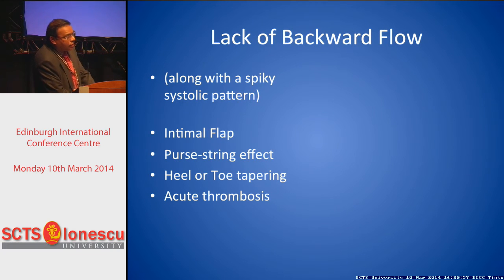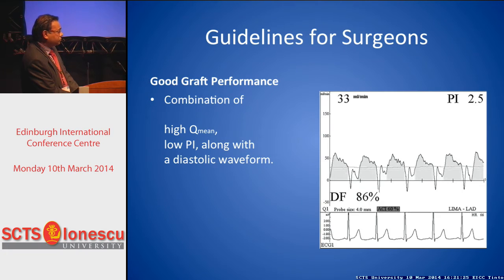Now I will take you through a few scenarios of tracings that are obtained with TTFM and what they mean in practice. In grafts that have no backward flow, if it is associated with a spiky systolic pattern, it indicates problems with the anastomosis, either an intimal flap or a purse string effect, heel or toe tapering, or even acute thrombosis. And that would be an indication for redoing the graft. And these are some guidelines over here in the next few slides.